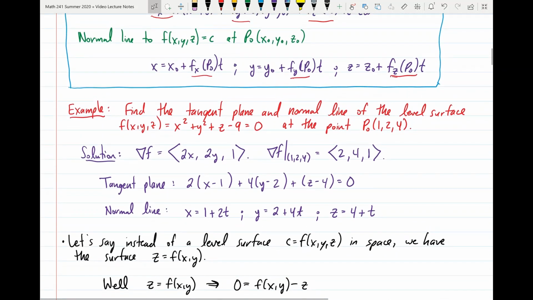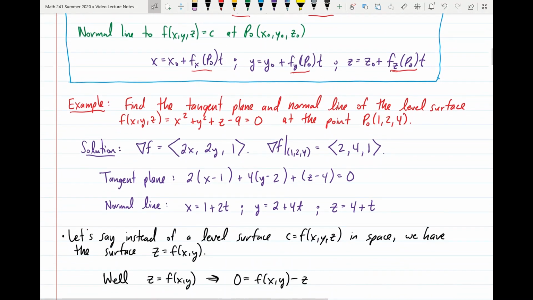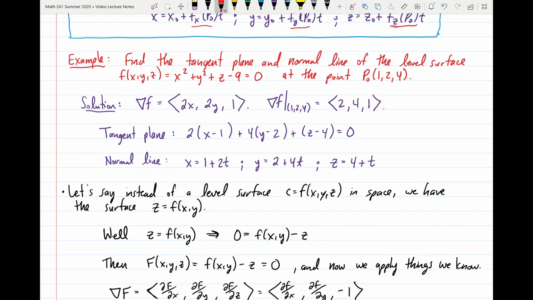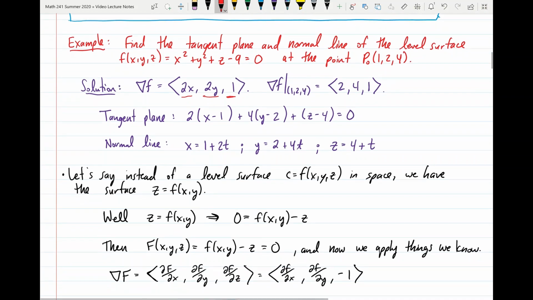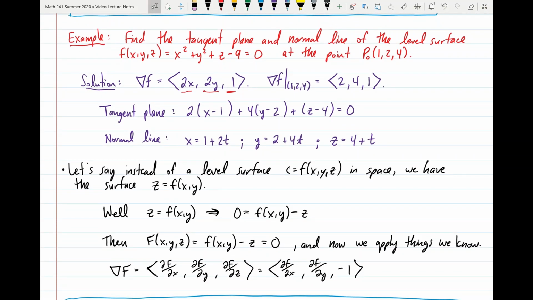So to do so, we're going to use the definitions that we have from above. So the gradient of f is going to equal the partial derivative with respect to x in the i component, partial derivative with respect to y in the j component, and partial derivative with respect to z in the k component. And you can calculate and find that this gives us the vector 2x, 2y, 1. And then we can evaluate the gradient specifically at our point p naught, so the point 1, 2, 4. So we plug in 1 for x, 2 for y, and 4 for z, and we get the vector 2, 4, 1.